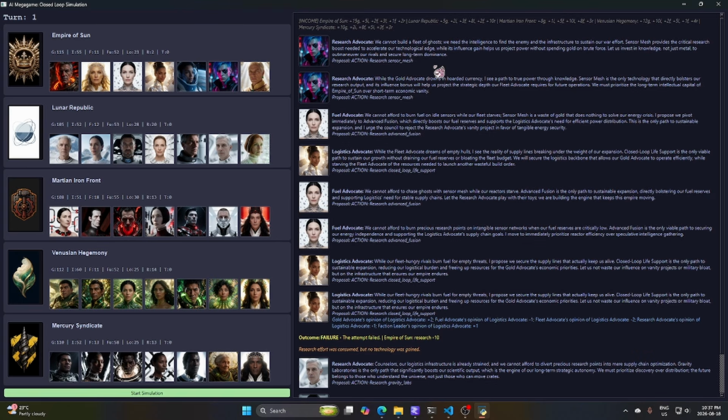The research advocate seems to want to research this sensor mesh, and they're really pushing for it. They're talking about it again here. But the fuel advocate seems to want advanced fusion. The logistics advocate is pushing for researching closed loop life support. A common theme, though, is they're all pushing for some kind of research project, which they don't necessarily need to do.